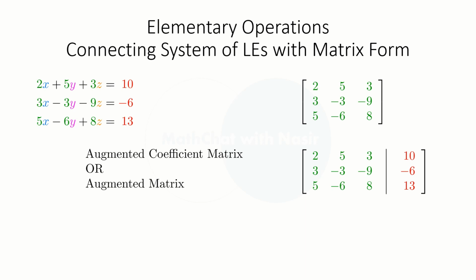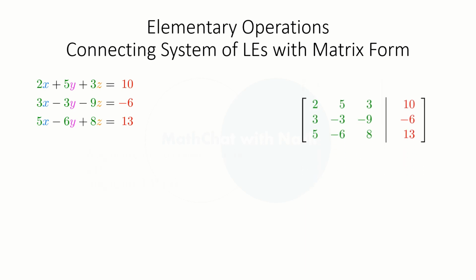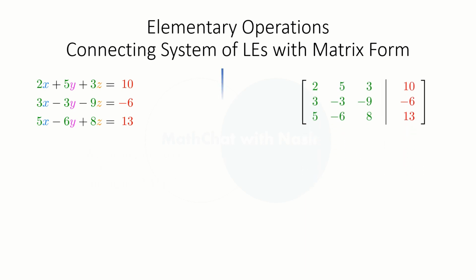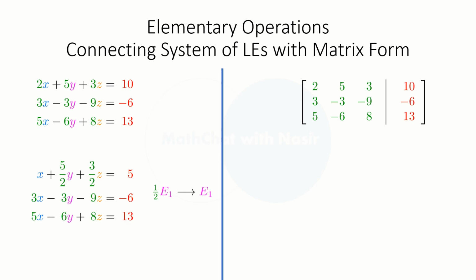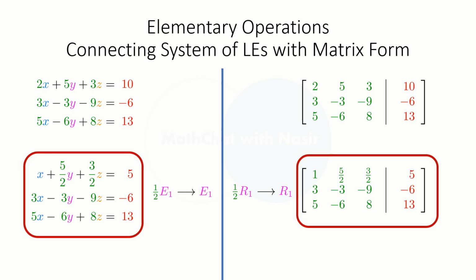Let us perform an elementary operation on the equations as well as on the augmented matrix. You will see that both ways are equivalent. Let us multiply the first equation by 1/2. The new system looks like this. Only the first equation is altered. Now perform the same elementary operation on the associated augmented matrix, and here is the resulting matrix. If you look closely, the new augmented matrix is again the augmented matrix of the new system of linear equations.